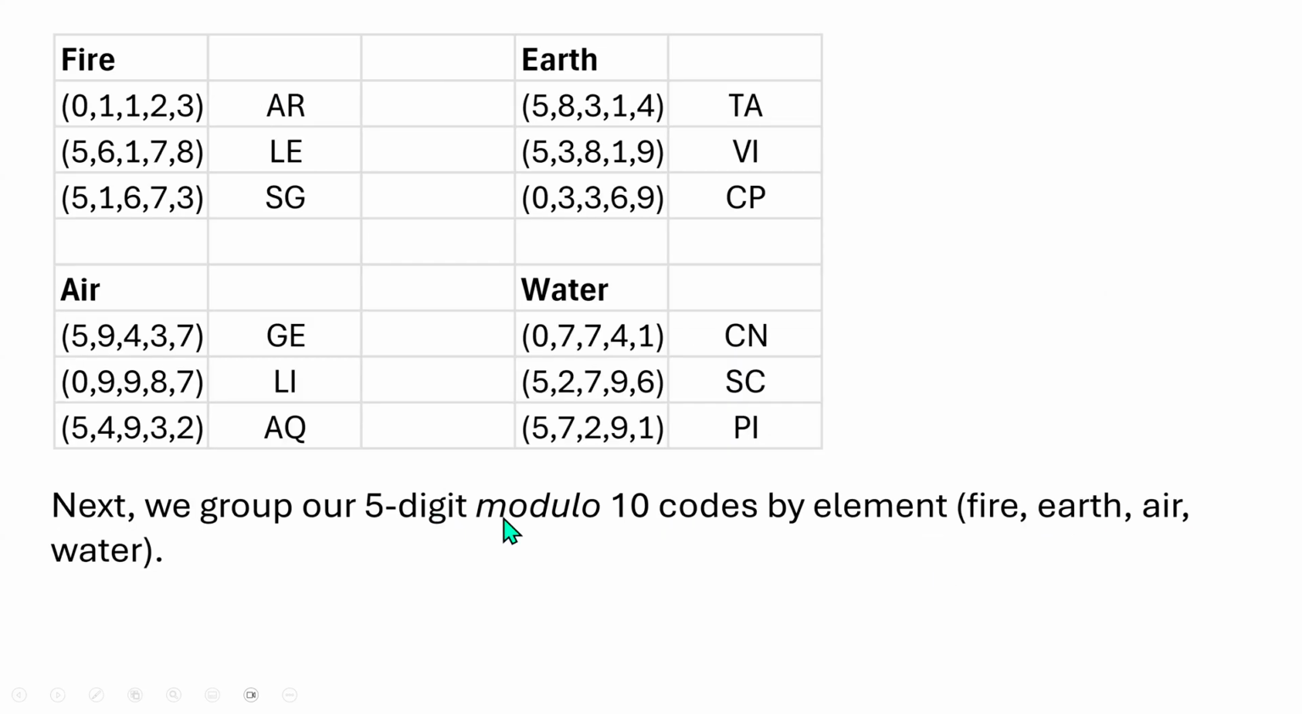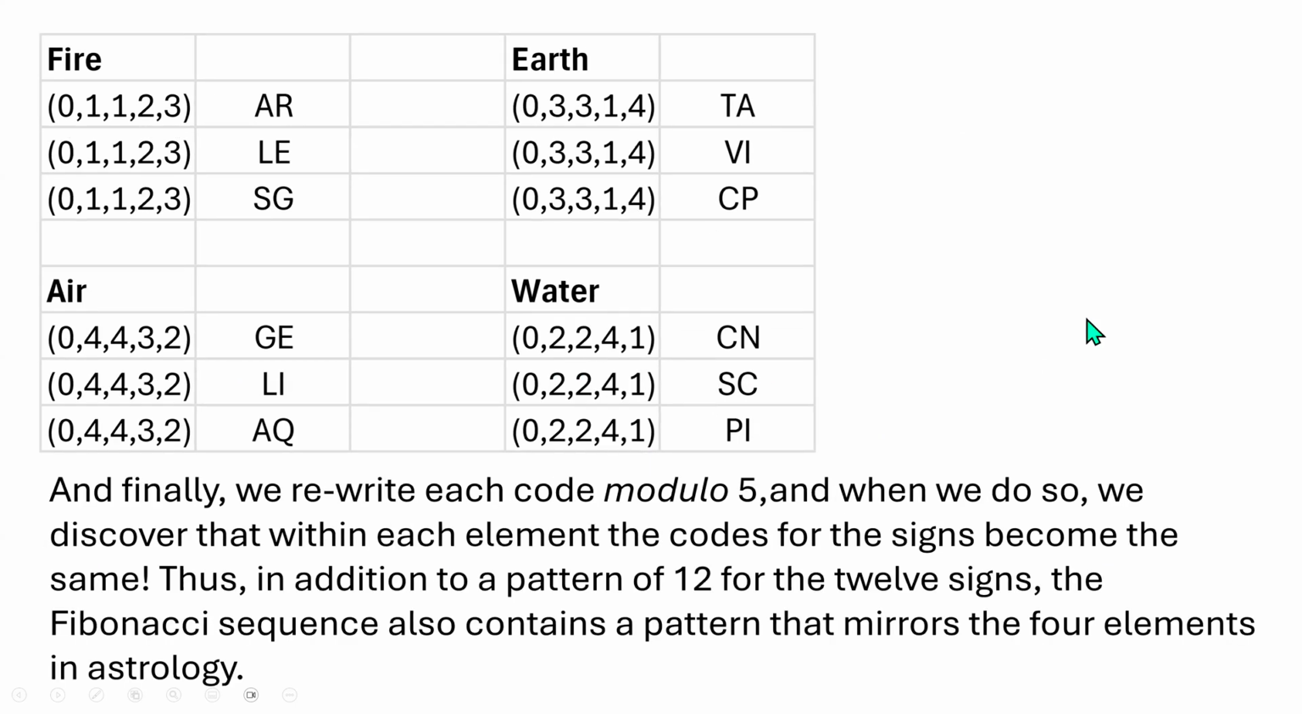Next, we'll group our 5-digit modulo 10 codes by element. So we put all the fire codes, fire signs together, all the earth codes and signs together, air codes and signs together, water codes and signs together. And finally, we rewrite each code modulo 5. And when we do so, we discover that within each element, the codes for the signs become the same.